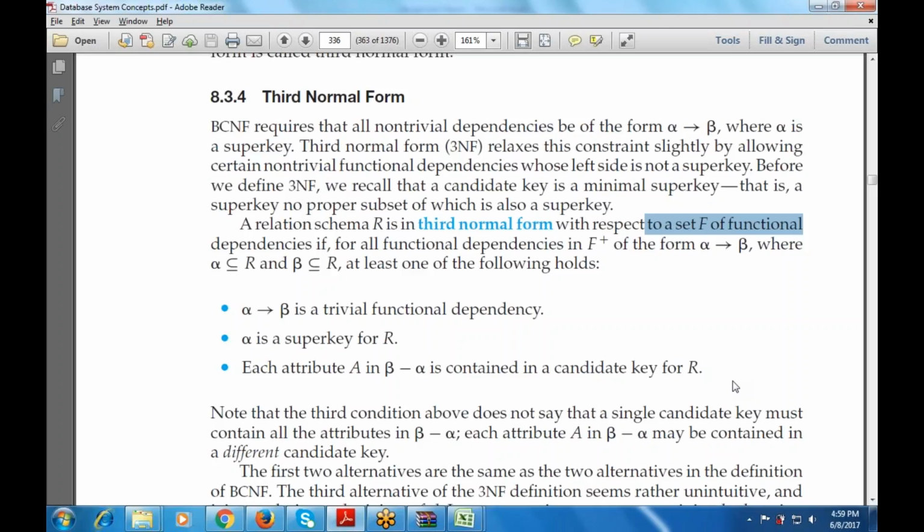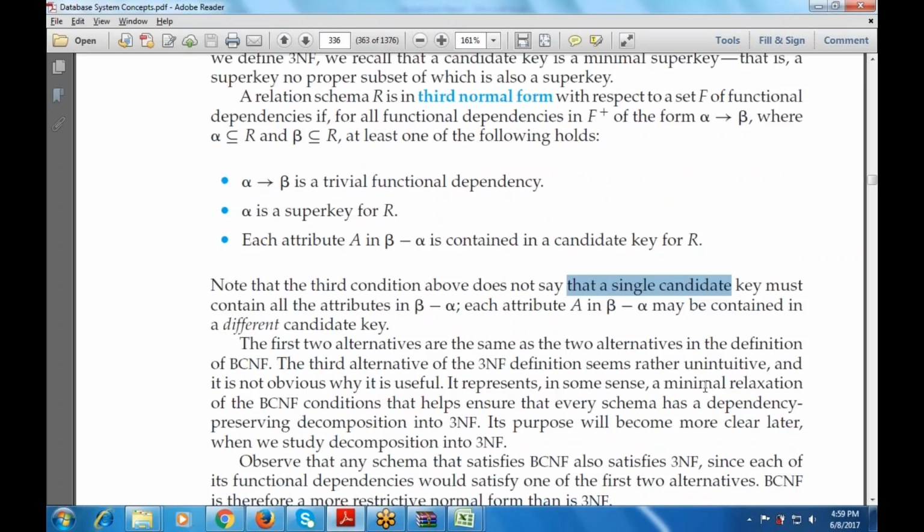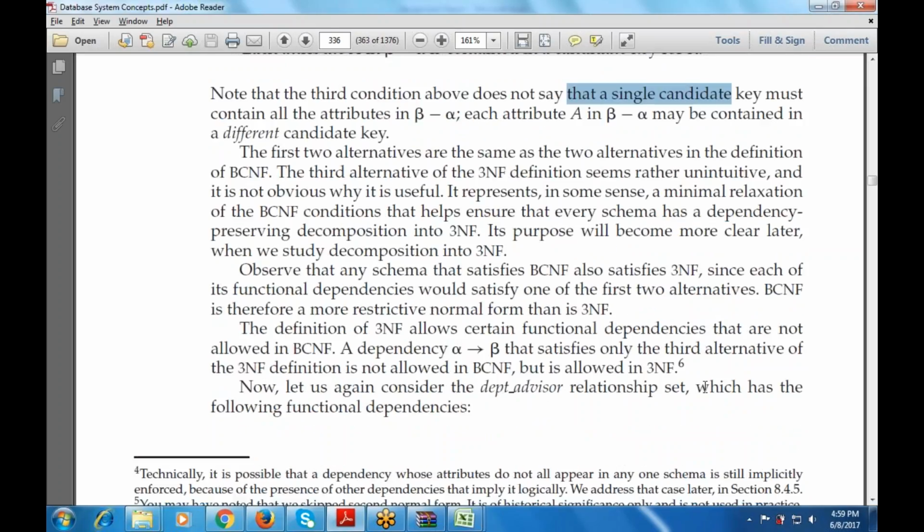So alpha to beta is a trivial functional dependency, or alpha is a super key, or each attribute in beta minus alpha is contained in a candidate key for R. Note that the third condition above does not say that a single candidate key must contain all the attributes in beta minus alpha. Each attribute A in beta may be contained in a different candidate key, and the first two alternatives are the same as the alternatives used with the definition of BCNF.